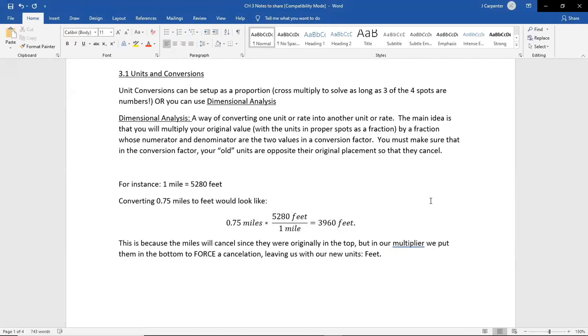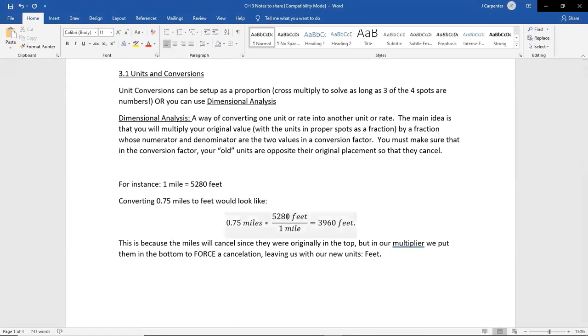So again, the main idea with dimensional analysis is out with the old, in with the new. You are trying to cancel your old units, your feet, your miles in the instance of this example on the screen, and then you want to be left with the new units. But first of all, it's not always just one conversion factor. It's not always just one multiplication of a fraction. Sometimes you'll need 2 or 3 or 4, as we'll see today.